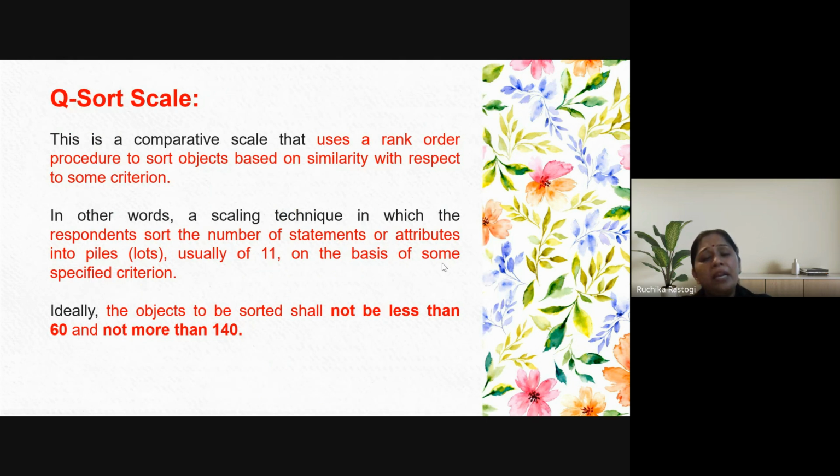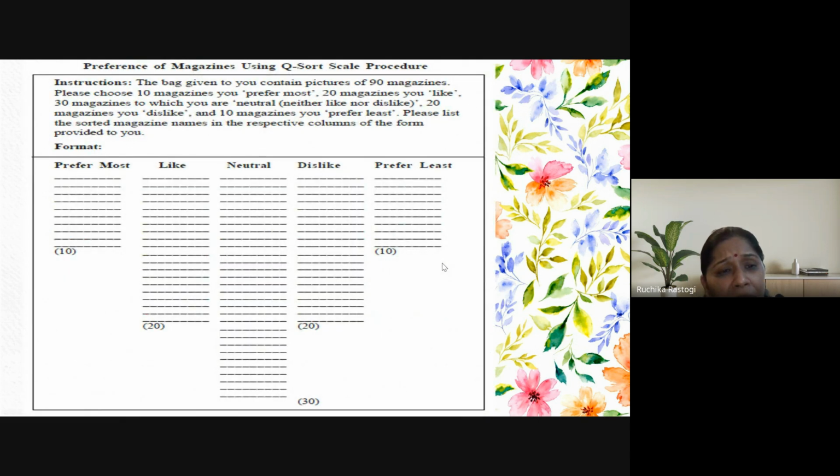So ideally we say that the objects to be sorted shall not be fewer than 60 and not more than 140. So in the blanks in front of you, the maximum could be 140 and the minimum could be 60.